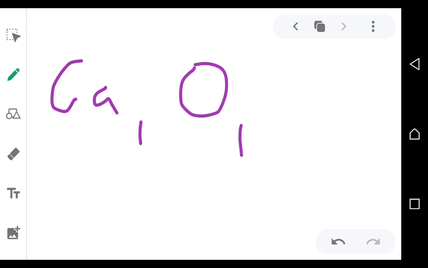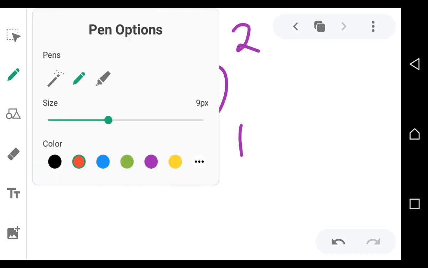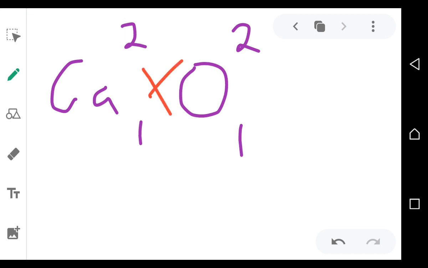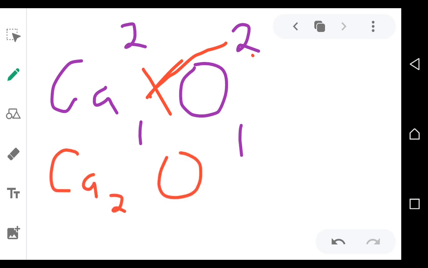So the valence for calcium is 2. Valence for oxygen is also 2. You always put 1, 1 down, and then the valences you put on top. And then the next thing you do, you cross multiply. So these 2 times the 1 down there, it will be Ca2 is equal to these 2 times the 1 down is 2. Okay, so it is calcium 2, oxygen 2.